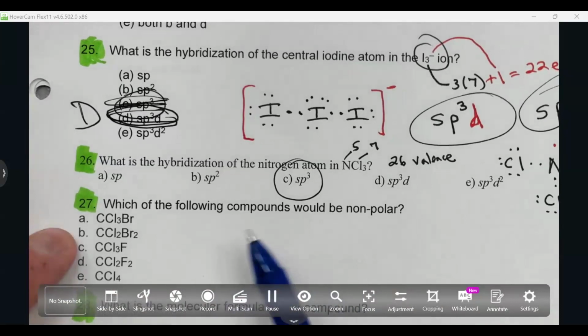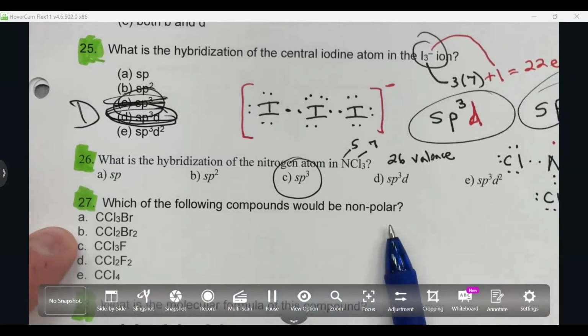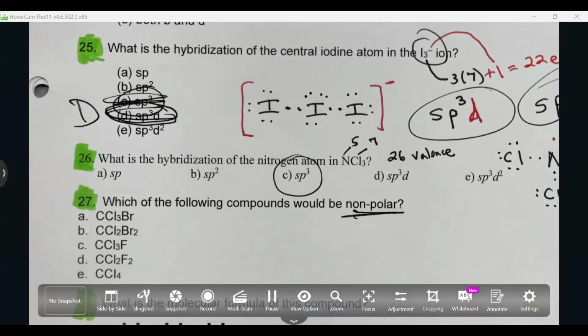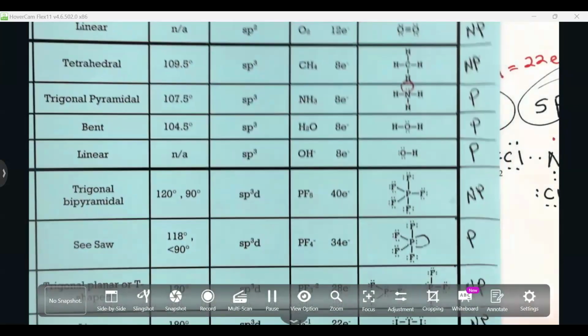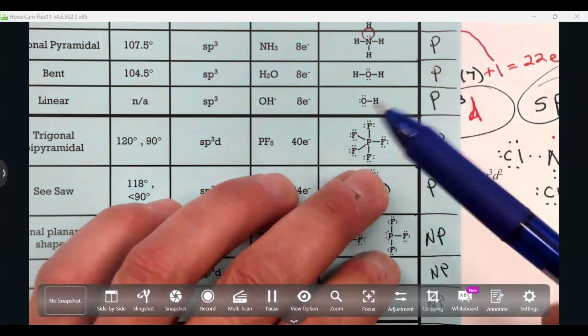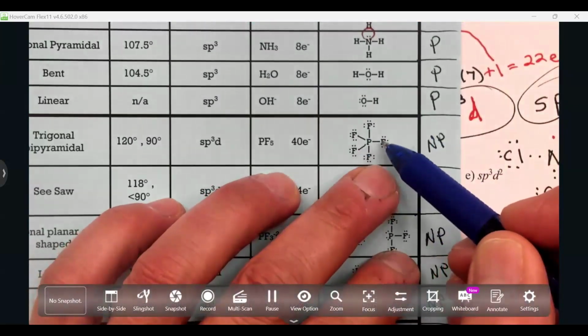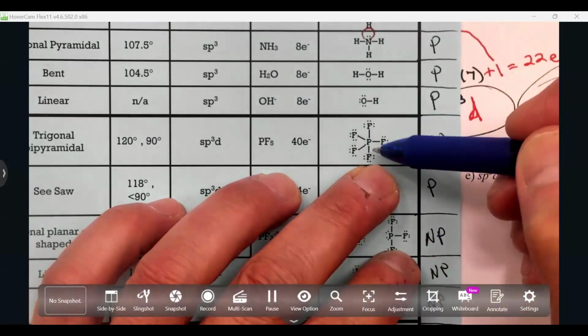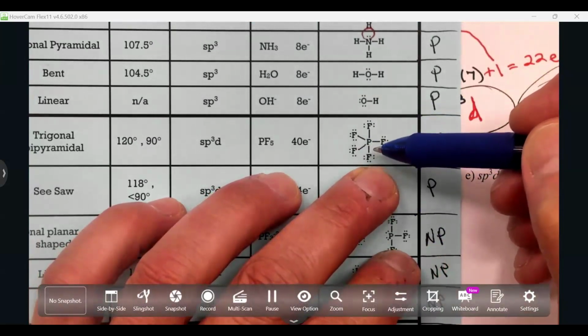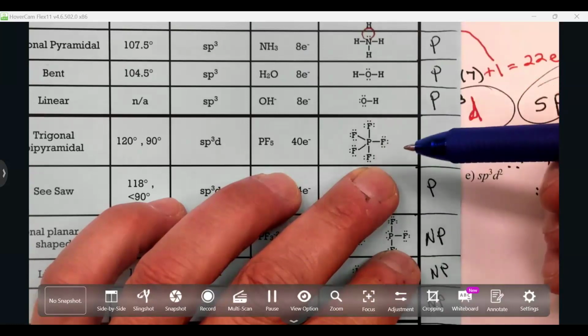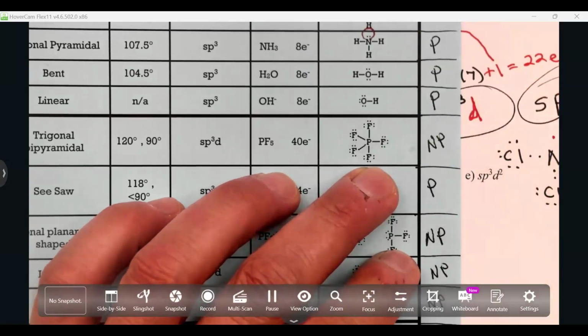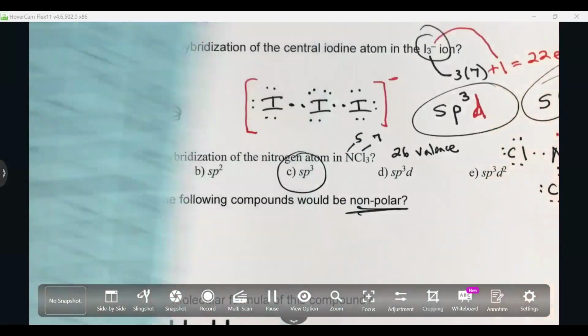Okay, 27. Which of the following compounds would be nonpolar? If it's nonpolar, everything has to cancel out, correct? Typically, the terminal atoms have to be the same. There are some flukish things where these 3 atoms at 120 could be the same, and the top and bottom could be the same, different atoms. That would be kind of a fluke, and that would still be nonpolar, right? But that would be kind of a fluke.